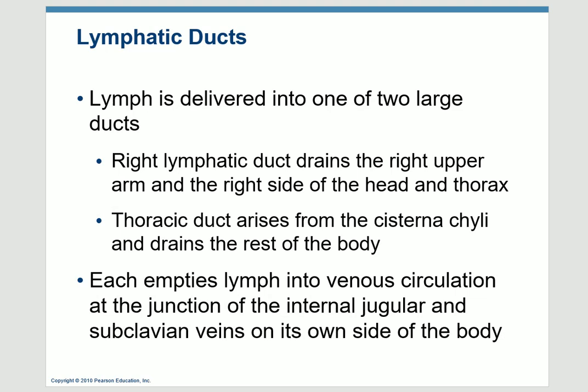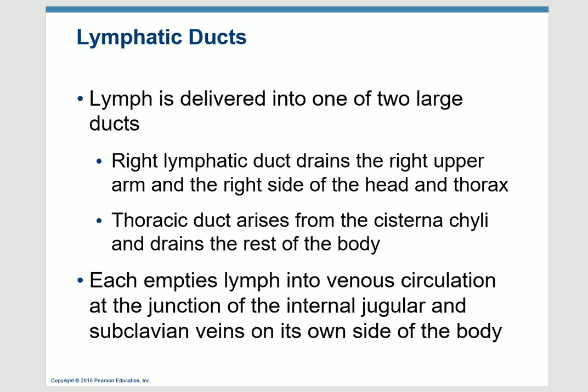Lymphatic ducts. So moving from small to a little bit larger, we started with the capillaries, now we're at the ducts. Lymph is delivered to one of two large ducts. We have the right lymphatic duct and the thoracic duct. The right one drains the upper right arm, the right side of the head, and thorax, aka chest cavity. Whereas the thoracic duct comes from the cisterna chyli, which you'll see a picture of in a second, and it drains the whole rest of the body. So the right duct only gets about a quarter of the body, and the thoracic duct drains the other three quarters of the body.